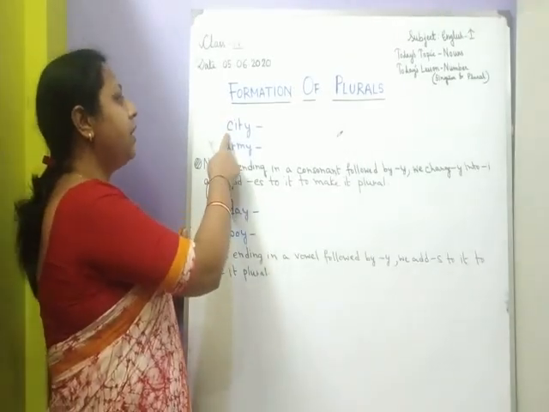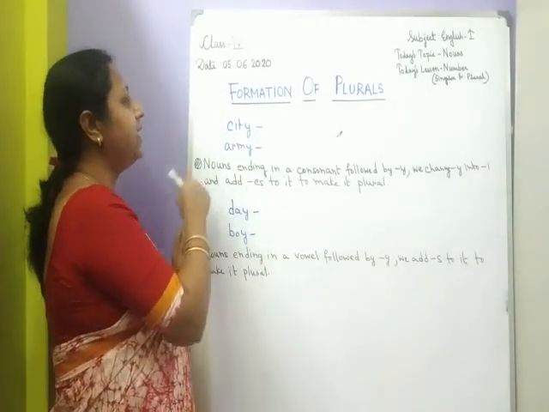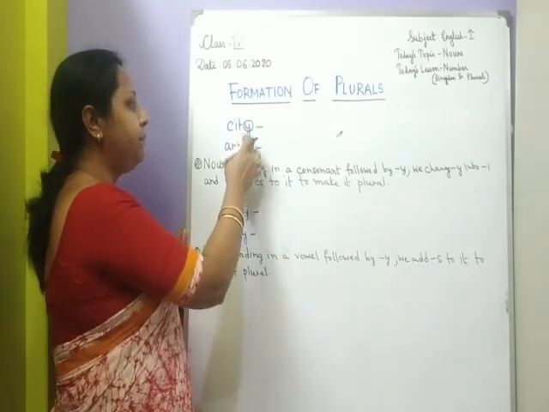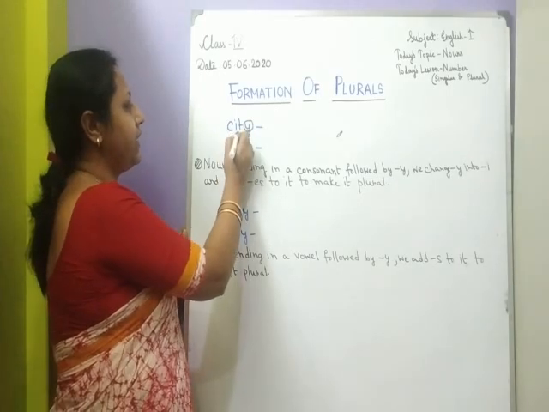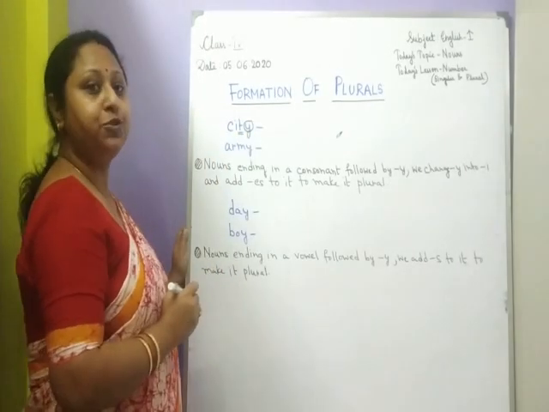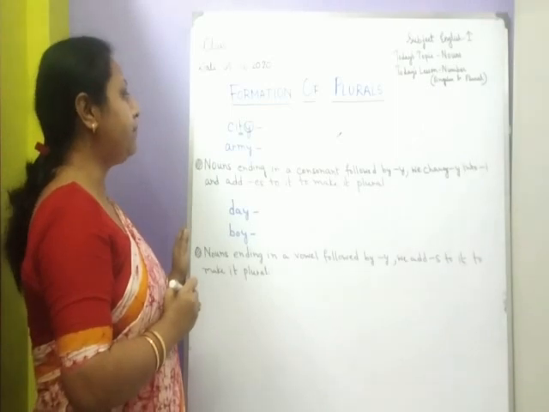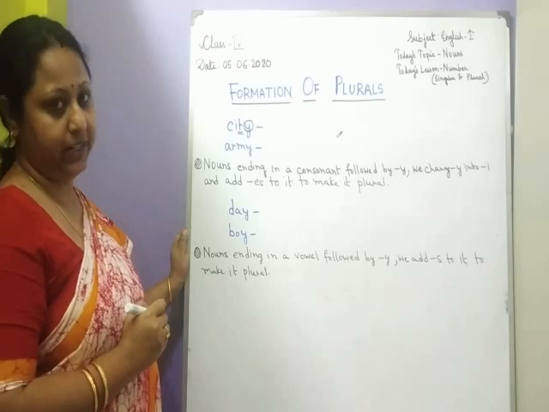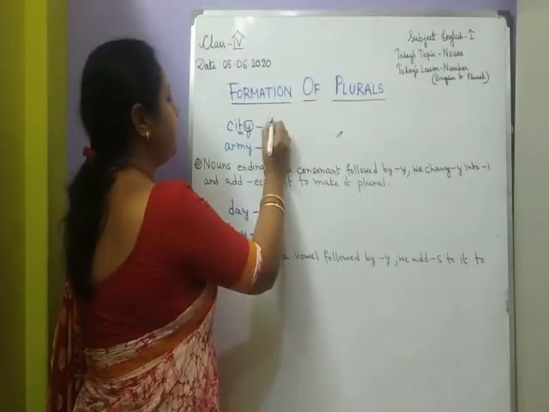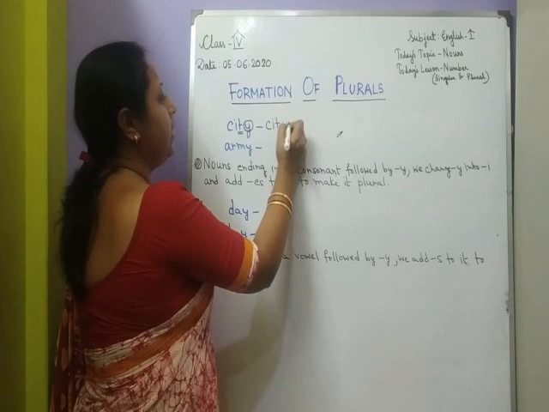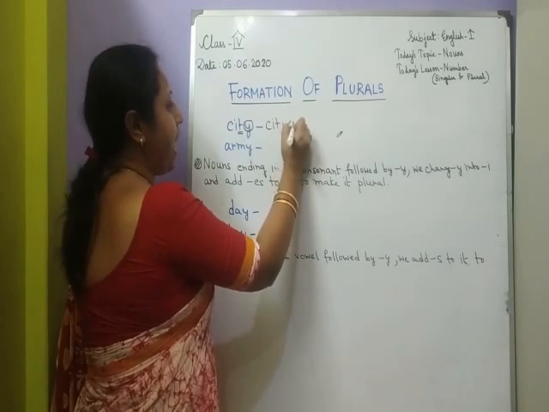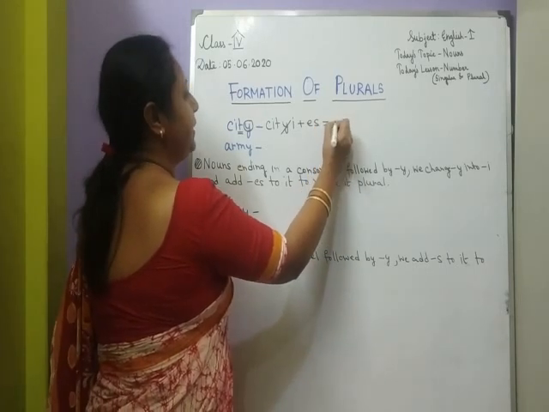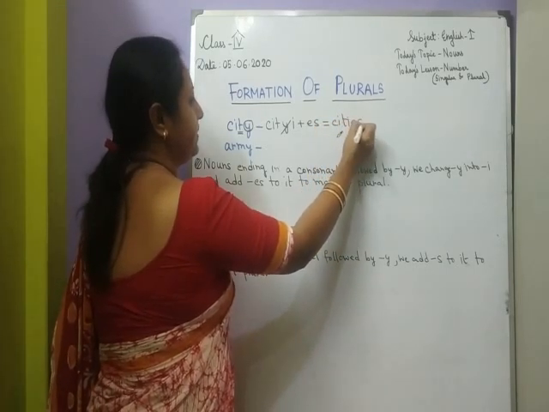Now let us come to these nouns. Look, the word city, C-I-T-Y, it is ending with the letter Y. And before Y, there is a consonant, T. So, to make it plural, here we have to change Y into I and add es to it. So, city will be cities.